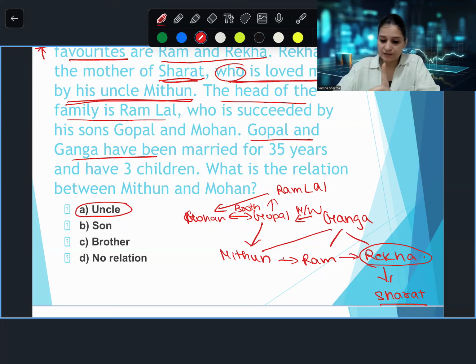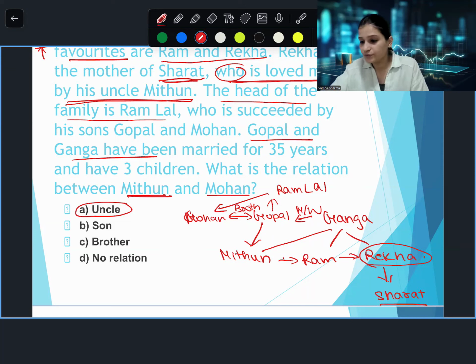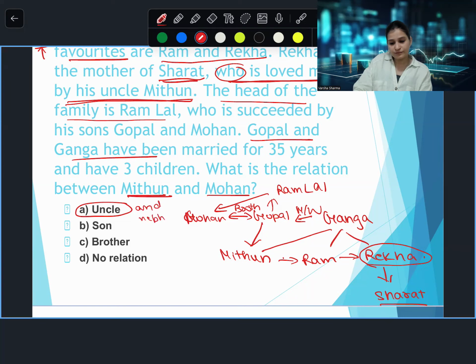Ma'am, I understood the one answer. But second, Mithun and Mohan. So Mithun is nephew. The word should have been nephew. But no relation is also wrong. One second. Okay, yes, uncle. Uncle and nephew. No relation is wrong. They have a relation. Answer is uncle.